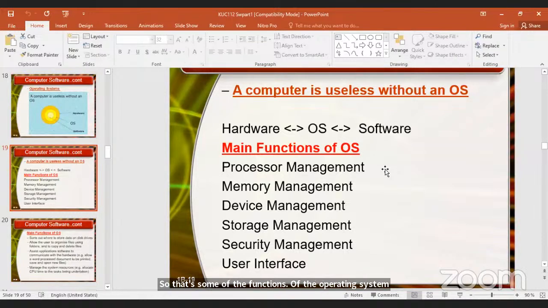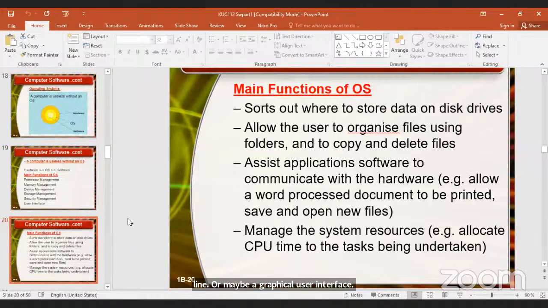Last but not least, we have also realized that operating system usually provide a user interface. So it means that without an operating system, you'll not be able to use your computer. So it provides the window, what you see on your phone. That's what the operating system provides. It enables you to manipulate the data through a command line or maybe a graphical user interface. That's the function of the operating system.